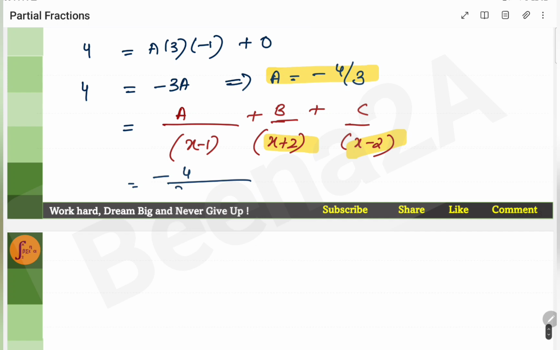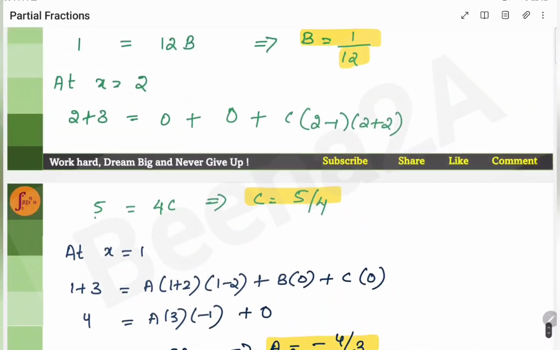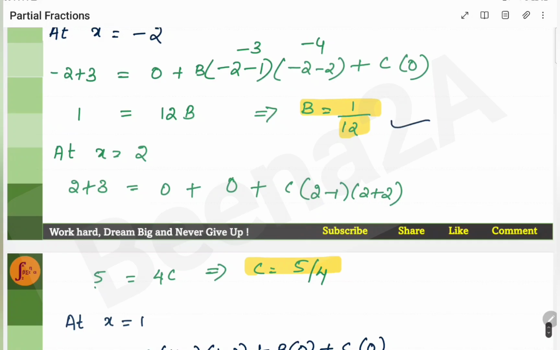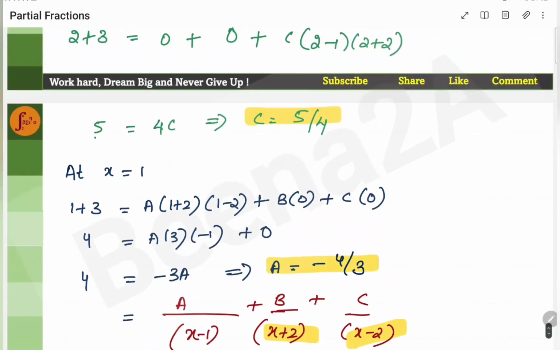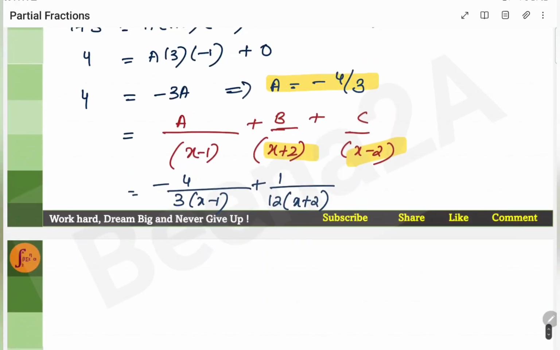And the final answer would be, what is a? Minus 4 by 3 into x minus 1. B is 1 by 12, so 1 by 12 into x plus 2. C is 5 by 4, so plus 5 by 4 into x minus 2. So this is the final answer.